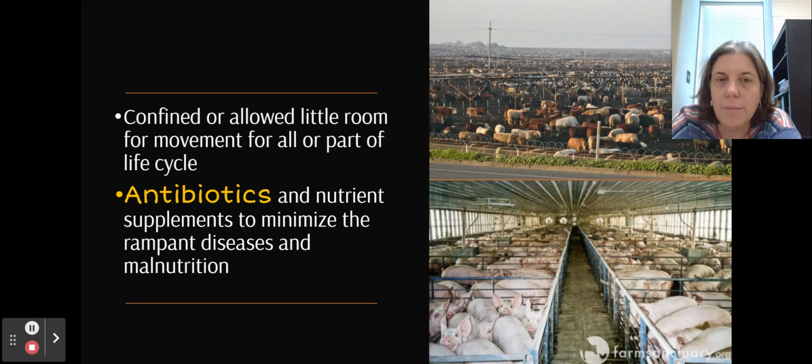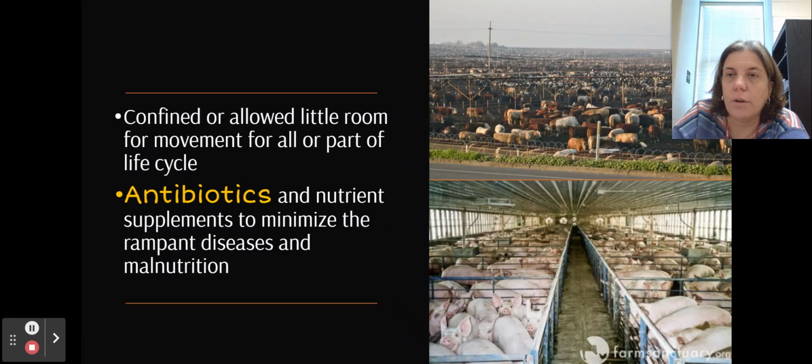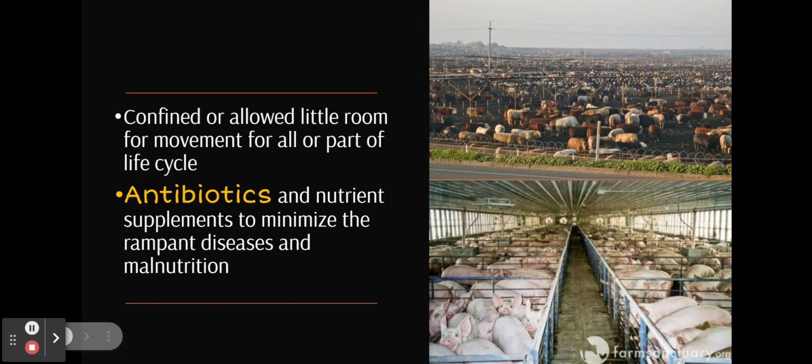They do give a lot of antibiotics and nutrient supplements to these animals to minimize disease and malnutrition. When you have a lot of animals crowded in a small space, there is much more likelihood of disease. And so sometimes antibiotics are given to these animals just as a preventative. They're not necessarily sick. It's just put in the food that they eat so they will not get sick. This also leads to antibiotic resistance, which we'll talk about in a minute. Sometimes farmers have stopped doing this.